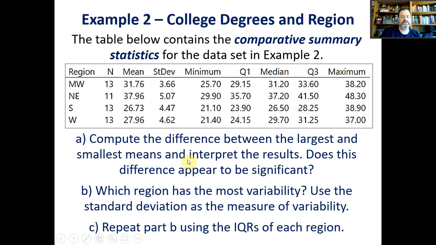Next question. Which region has the most variability? So we have 3 measures of variability. Make sure that if you're looking at a homework problem, you're following what you're asked to do. Use the standard deviation as the measure of variability. And then I'm going to go ahead and talk about part C as well. In part C, it says repeat part B using the IQRs of each region.